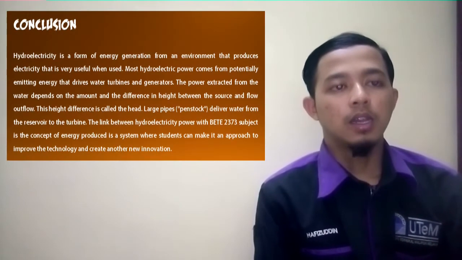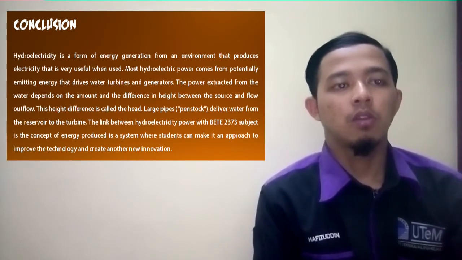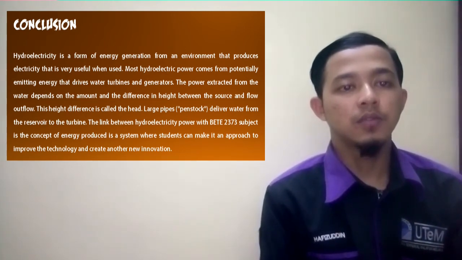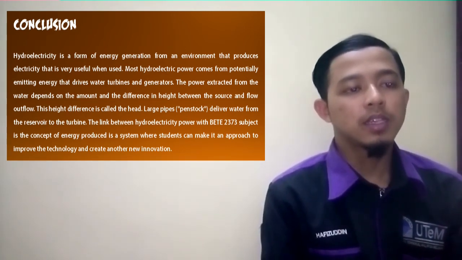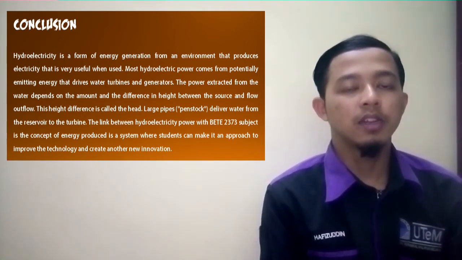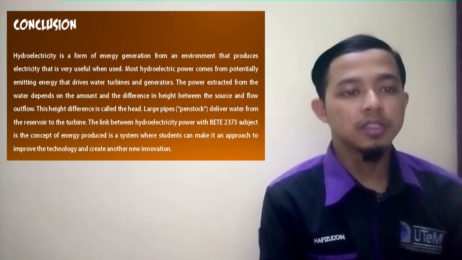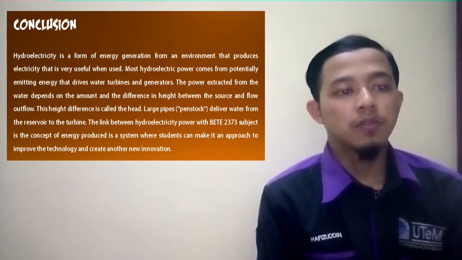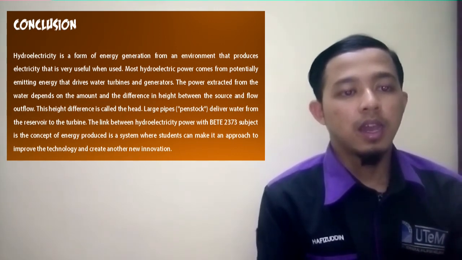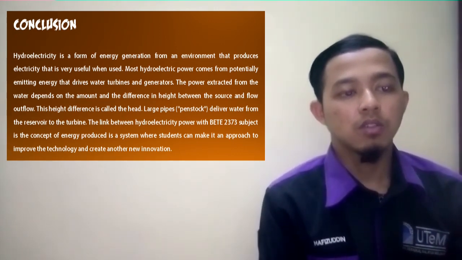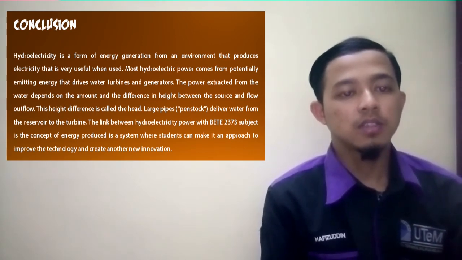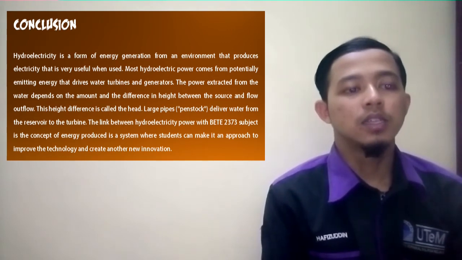In conclusion, hydroelectricity is a form of energy generation from the environment that produces electricity that is very useful when used. Next, most hydroelectric power comes from the potential energy of water that drives water turbines and generators. The power extracted from the water depends on the amount of water and the difference in height between the source and the outflow. This height difference is called the head.